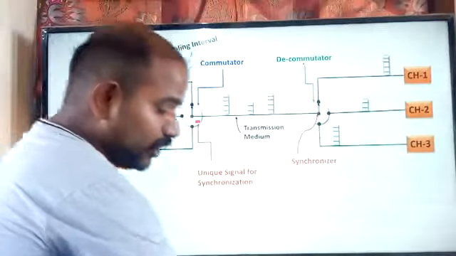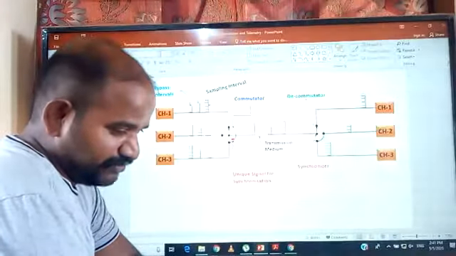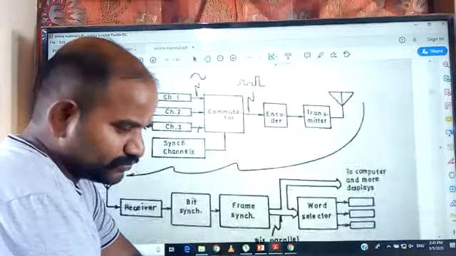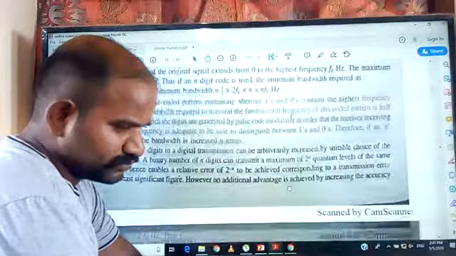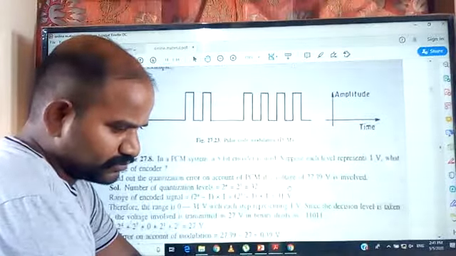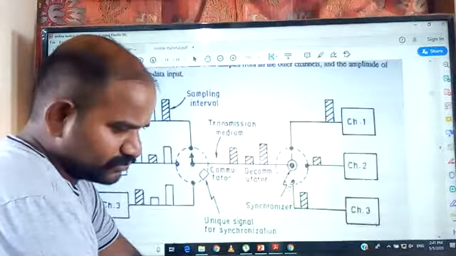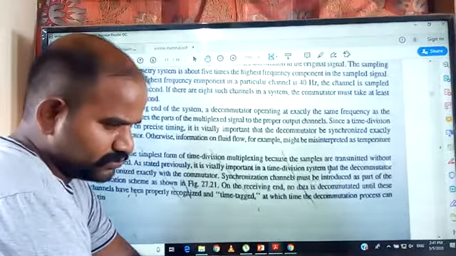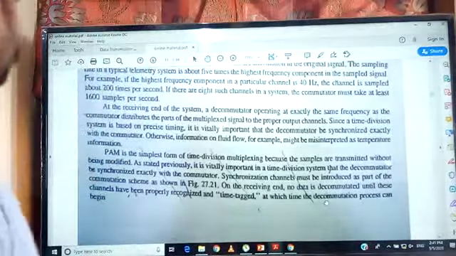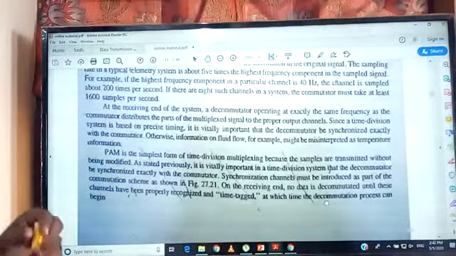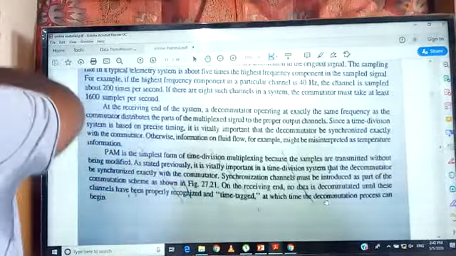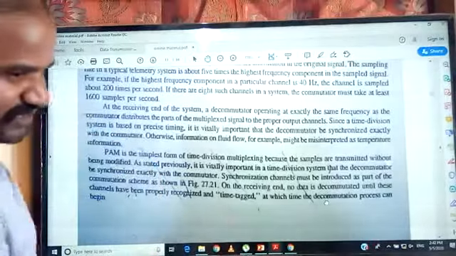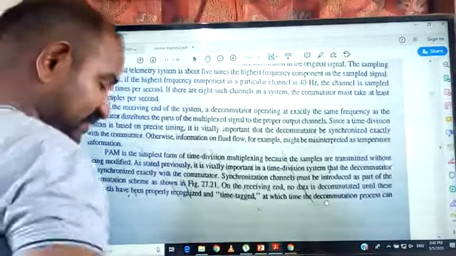So let me take one simple example which is there in the material which I sent you. Let me show you that. Look at this one. Here we are assuming that we have different channels. For example, he took 8 channels. This is assuming that 8 channels are there.